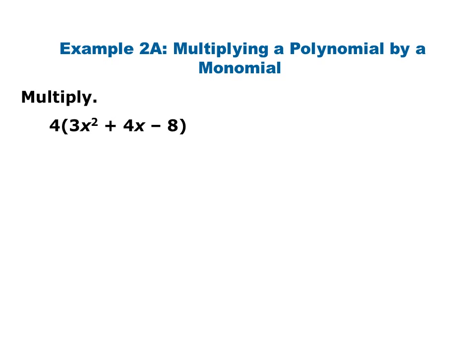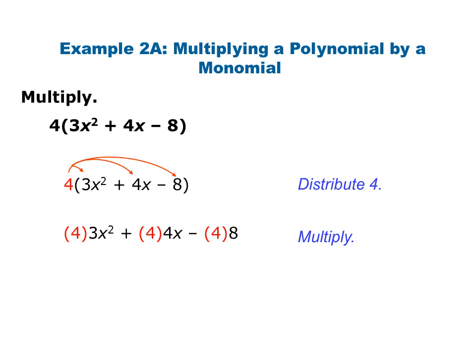Now this one, 4 is going to multiply the entire trinomial inside, the quadratic trinomial, okay? So 4 will multiply 3 and 4 and 8. Okay? Very simple, straightforward. And then when you multiply it, you get that answer. Is that clear? All right, move on.